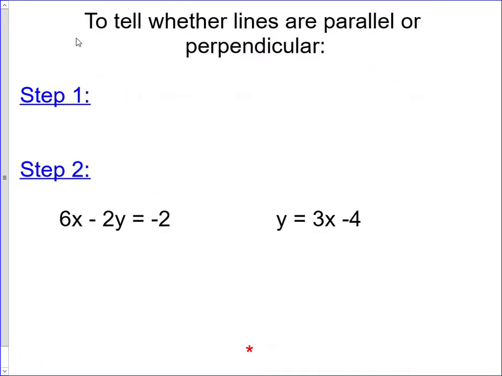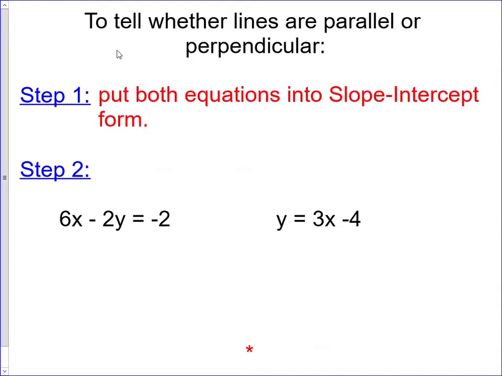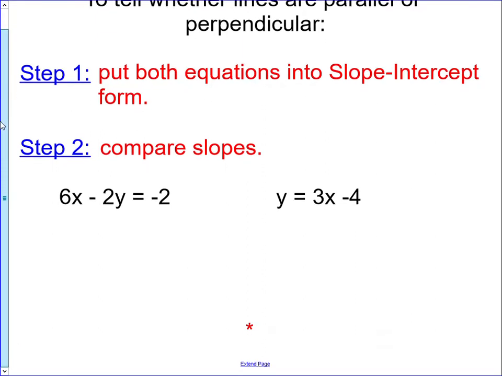If we need to tell whether lines are parallel or perpendicular, our first step is going to be to put both equations into slope-intercept form. The second step would be to compare the slopes. I've got an example for us here, so let's take a look at it.